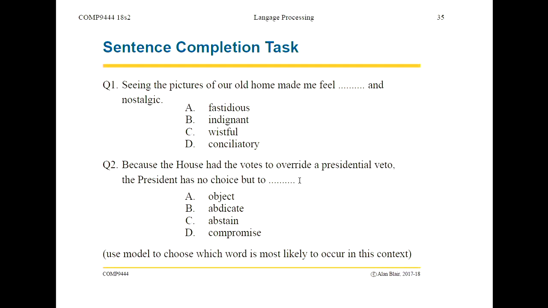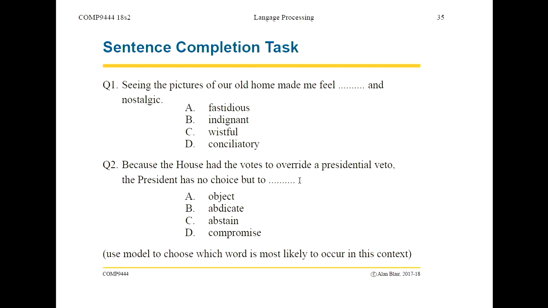Well, there are a couple of little tests that we can do to see whether we think these word embeddings are good. One of them is called the sentence completion task. This is something you may see on standardized tests like the Scholastic Aptitude Test, the SAT. You're given a sentence and you're given 4 or 5 words and you have to say which word fits best into that sentence. So, seeing the pictures of our old home made me feel blank and nostalgic.